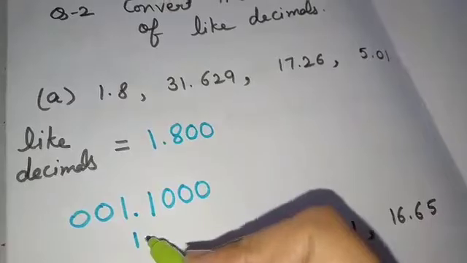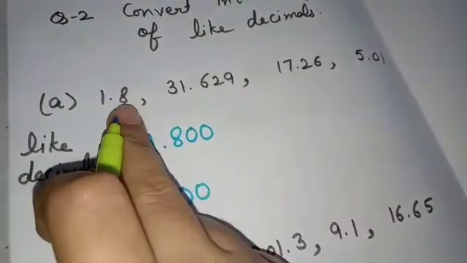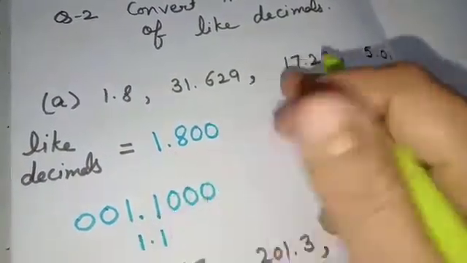The number is similar to 1.8. In the same way, here we need to get the same number of digits after the decimal, so it will be 1.800.